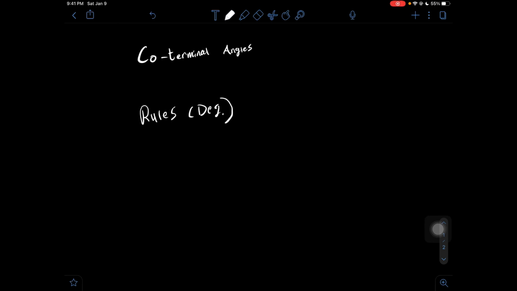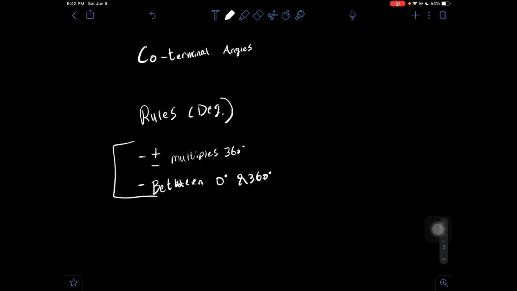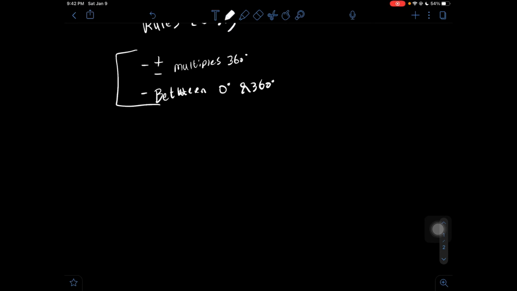When you are trying to find the coterminal angle in degrees, you can add or subtract multiples of 360 degrees, multiples of 360 such as 720 and 1080. Next rule is that your coterminal angle has to be between 0 degrees and 360 degrees. These are the two main rules for finding the coterminal angle in degrees. Now let's go ahead and do some practice problems.